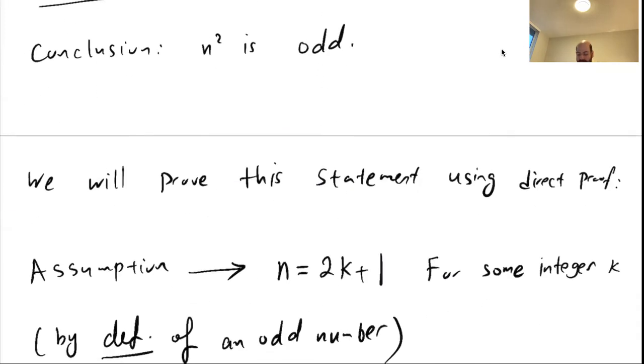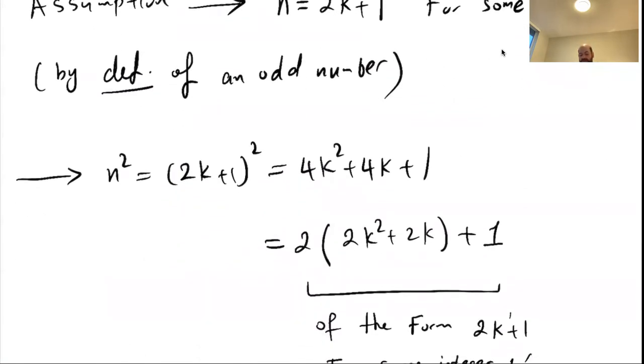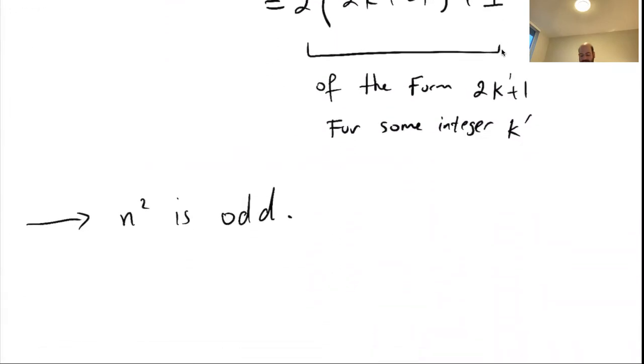In general means what? It means I took an arbitrary odd number, and an arbitrary odd number is of the form 2k plus 1 for some integer k. So I'm not specifying what k is or what n is, right? So n could be any odd number. I'm not specifying which odd number. So that means it's in general. And then I calculated n squared and showed that that's also odd.